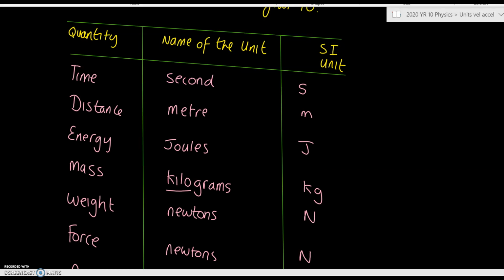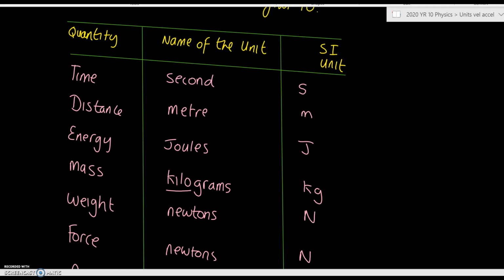So, first of all, I'd like you to copy. We're just going to go through one at a time now, but I'd like you to copy as we go through. So, first one would be time. That's the quantity. The name of the unit is the second, and the SI unit is a lowercase s. So the symbol that we use for that is lowercase s.